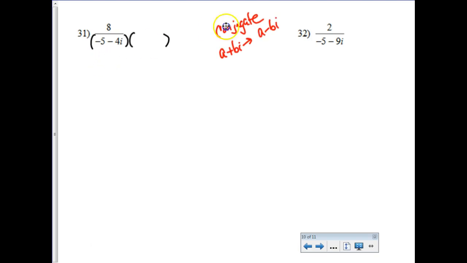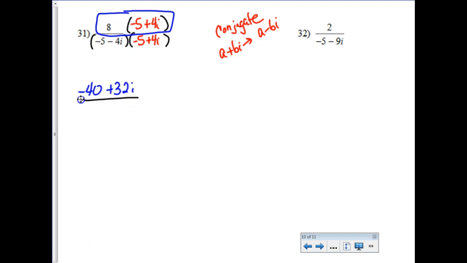So your denominator here, negative 5 plus 4i: keep the negative 5, negative 5 minus 4i, keep the negative 5, but change the i term to an opposite sign, so plus 4i. But we know in fraction land, if you do it to the bottom of the fraction, you have to also do it to the top of the fraction. Okay, so in your numerator, you've got 8 times the number negative 5 plus 4i.